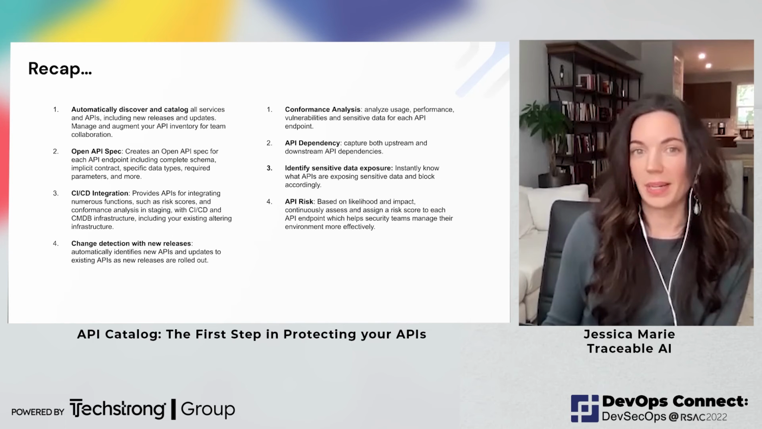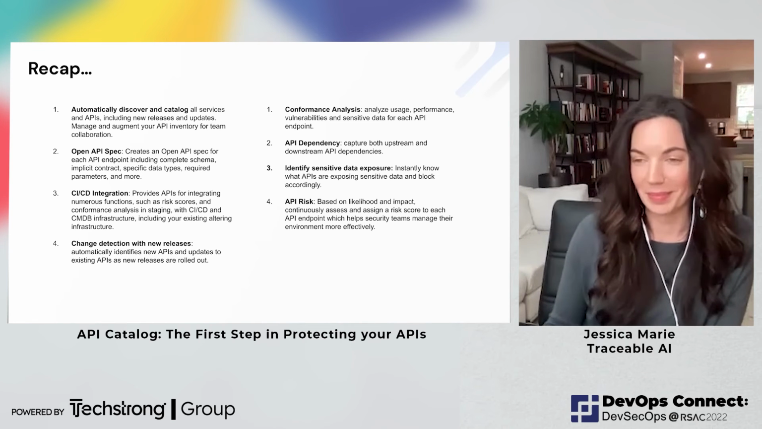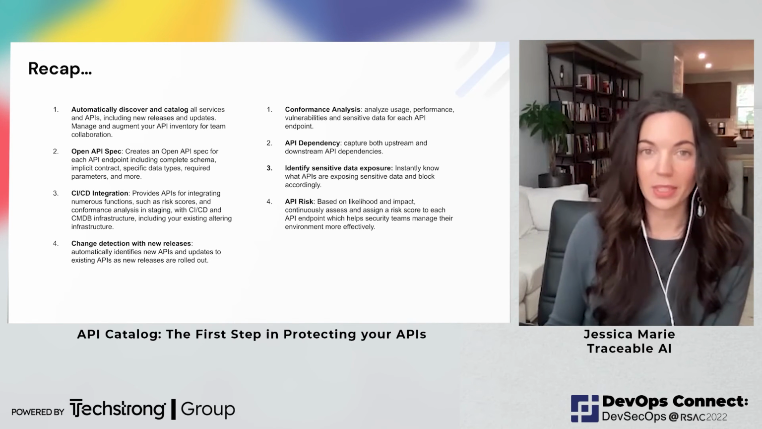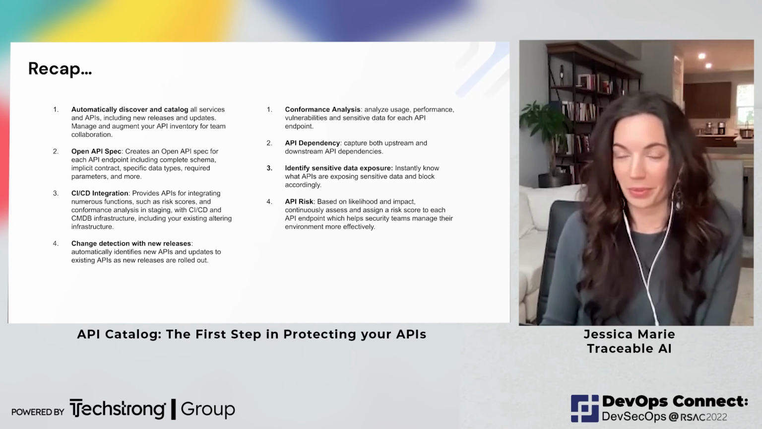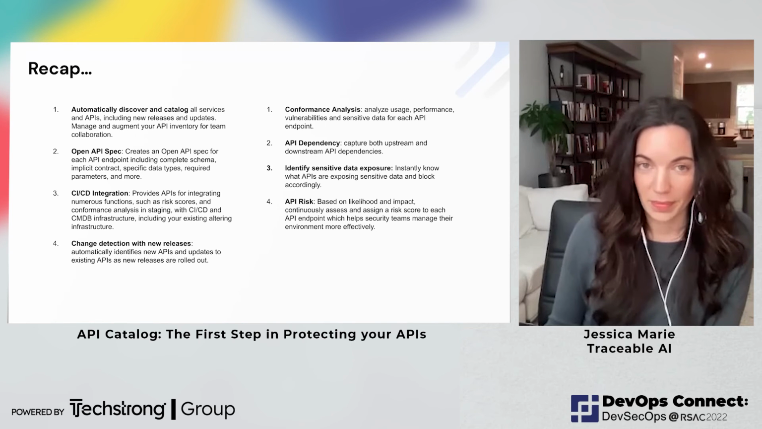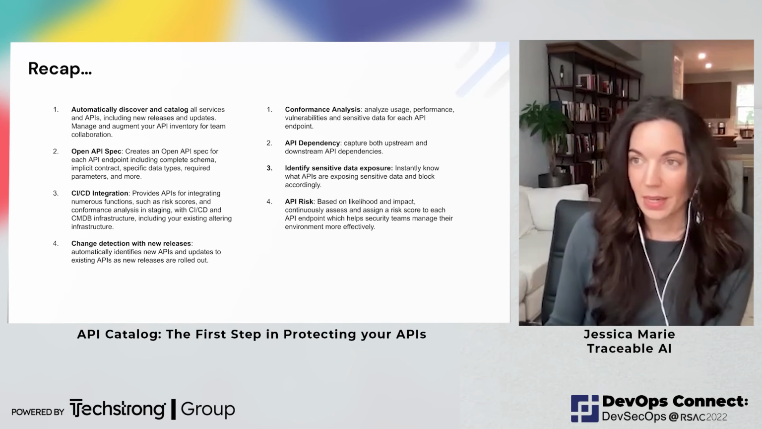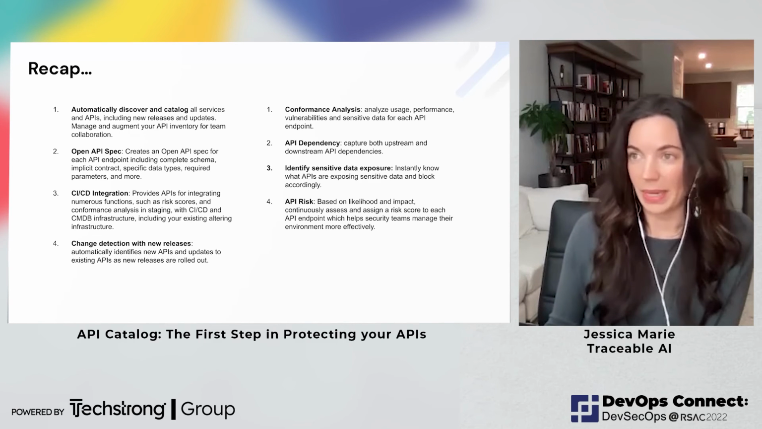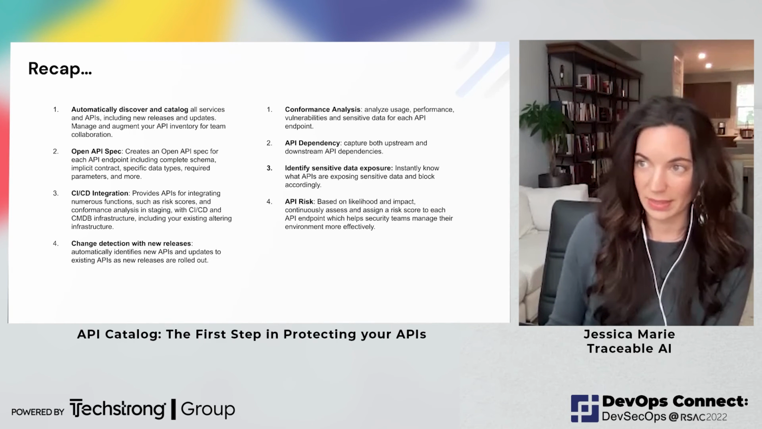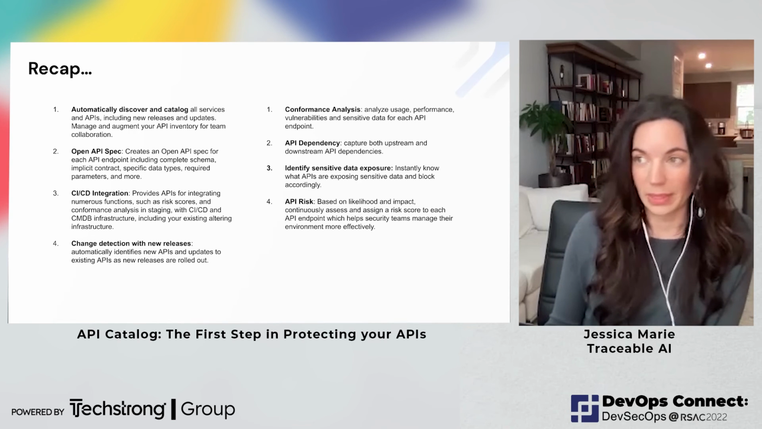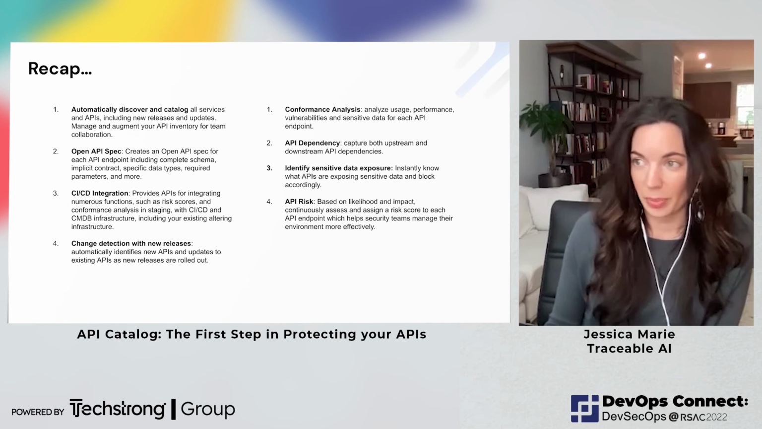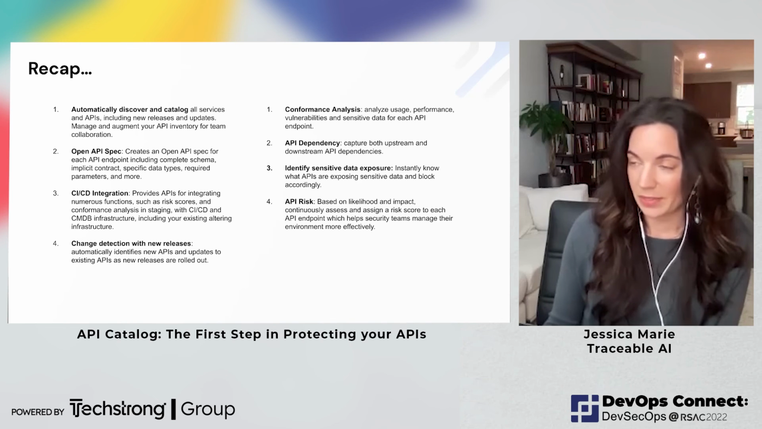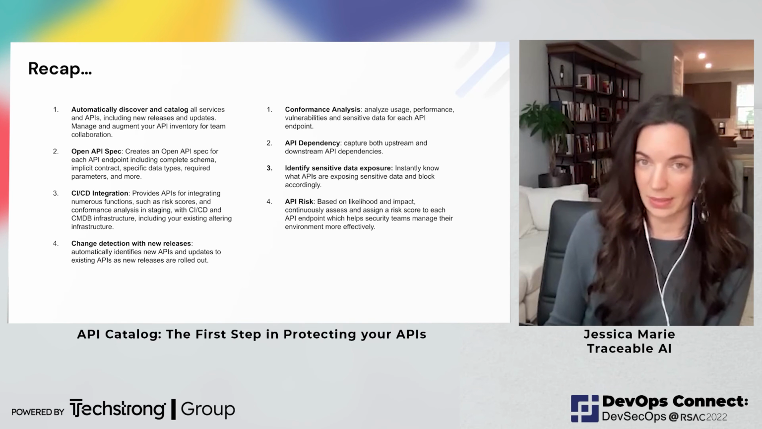And finally, let's do a recap. I realize this is a lot to read, so it's quite the eye chart, but my intention was to provide you with something that maybe you can take a screenshot of or refer back to as you're seeking API catalog solutions. So the first here, again, automatically discover and catalog all services and APIs. That includes your new releases and updates, and an OpenAPI spec, creating that OpenAPI spec for each API endpoint, including the schema, specific data types, required parameters, all kinds of stuff that includes.